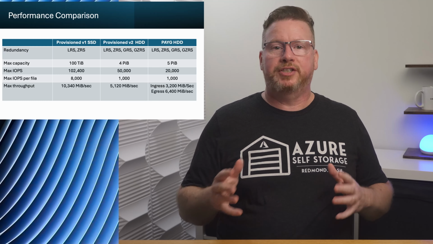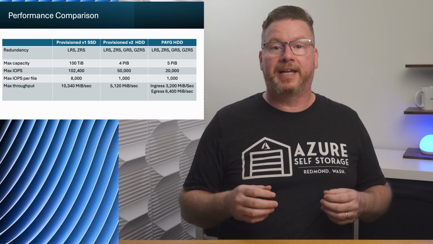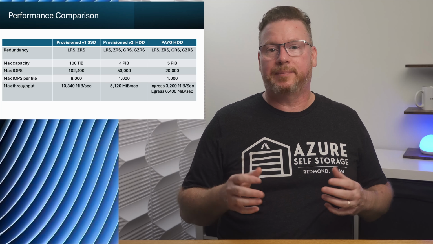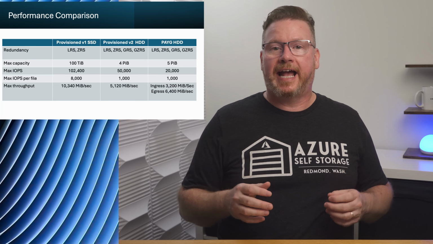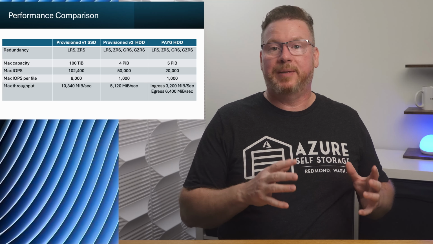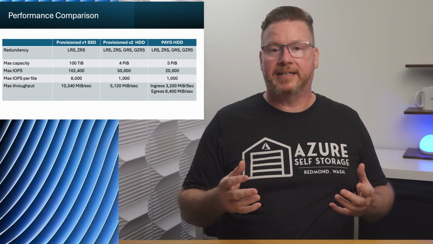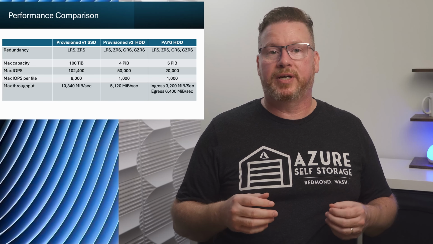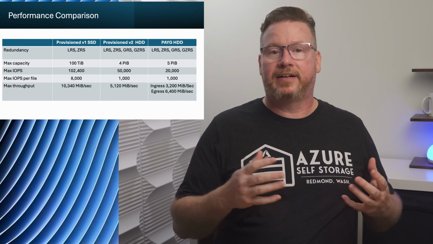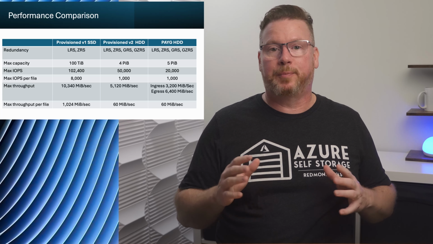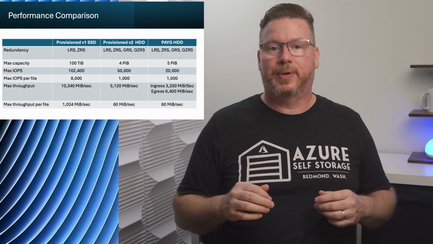Then we have throughput. Just like IOPS, the Provision P1 SSD option has the highest, but that's dependent on the capacity provisioned. And just like IOPS, Provision P2 has a lower maximum throughput that can be provisioned independently of capacity and IOPS. The number on the screen for pay-as-you-go max throughput is the default. It's higher in select regions. Max throughput per file is significantly higher for Provision P1 than the other two options.